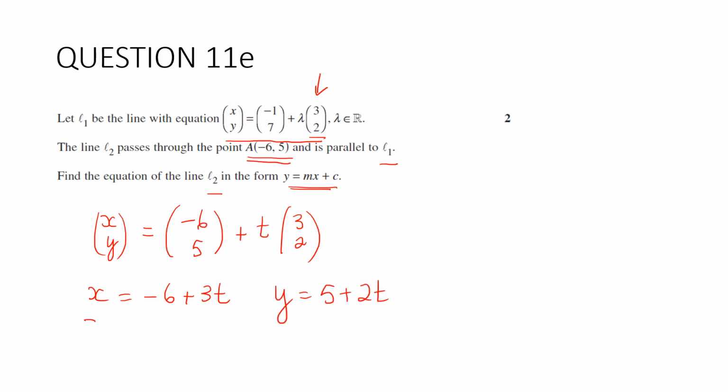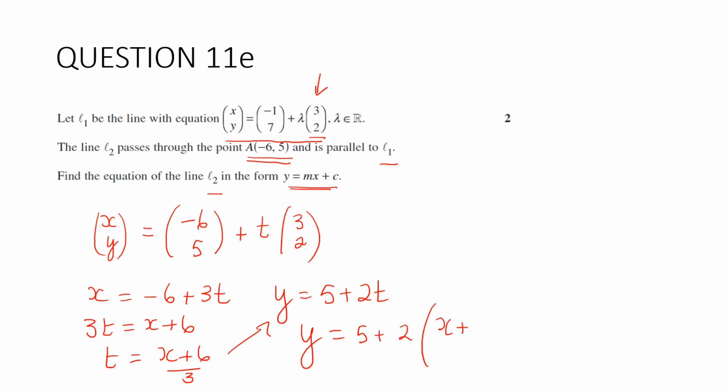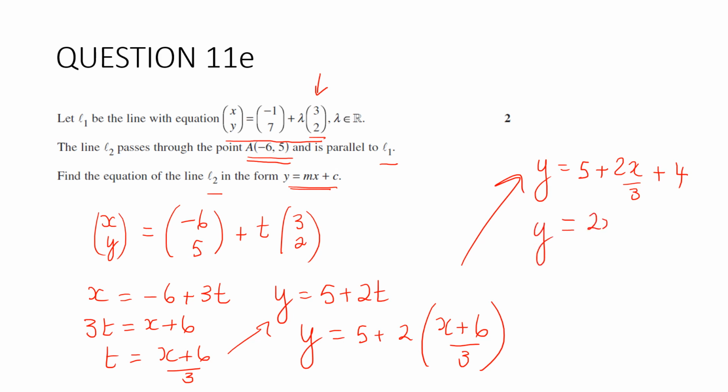Make t the subject. 3t is equal to x plus 6. t is equal to (x plus 6) over 3. Substitute in. y is equal to 5 plus 2 lots of (x plus 6) on 3. Up here, y is equal to 5 plus 2x on 3 plus 4, I think it is. And so y is going to be equal to 2x on 3 plus 9.